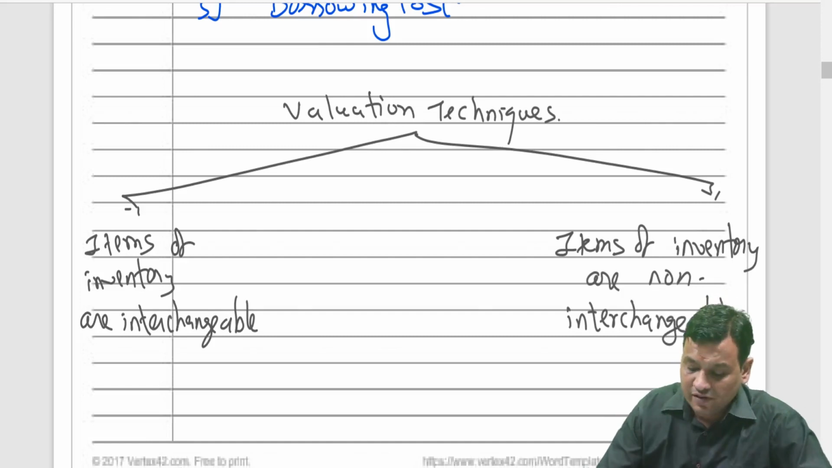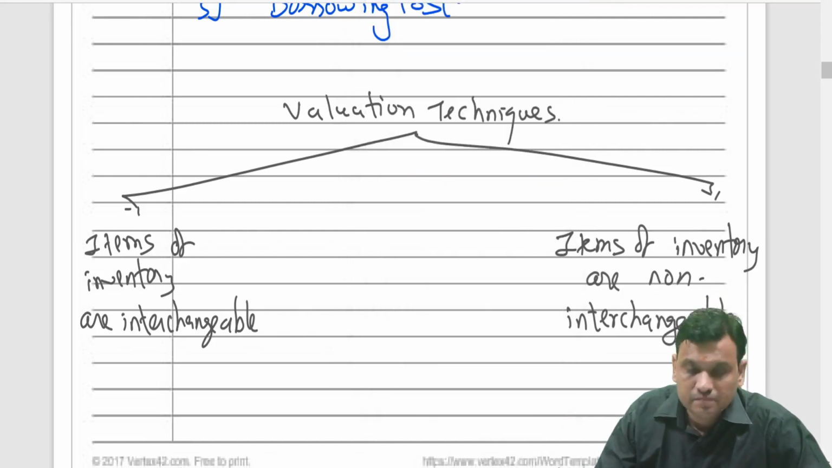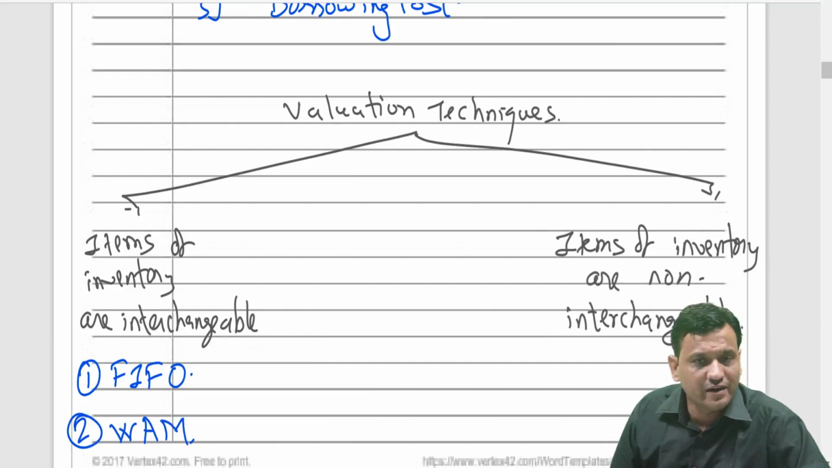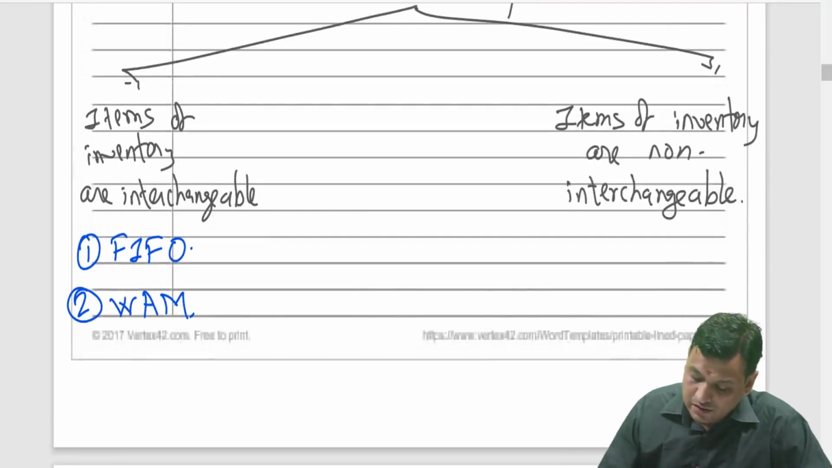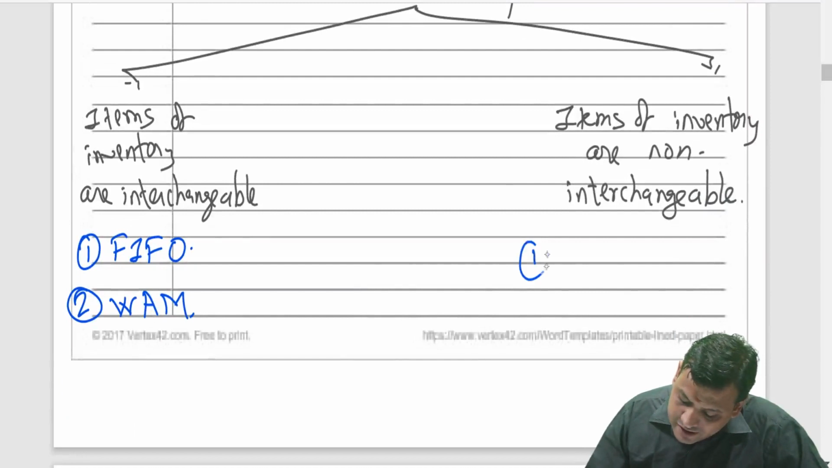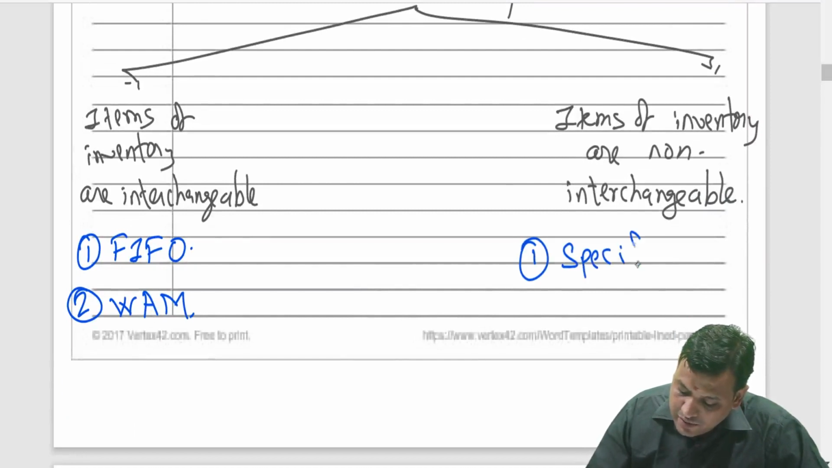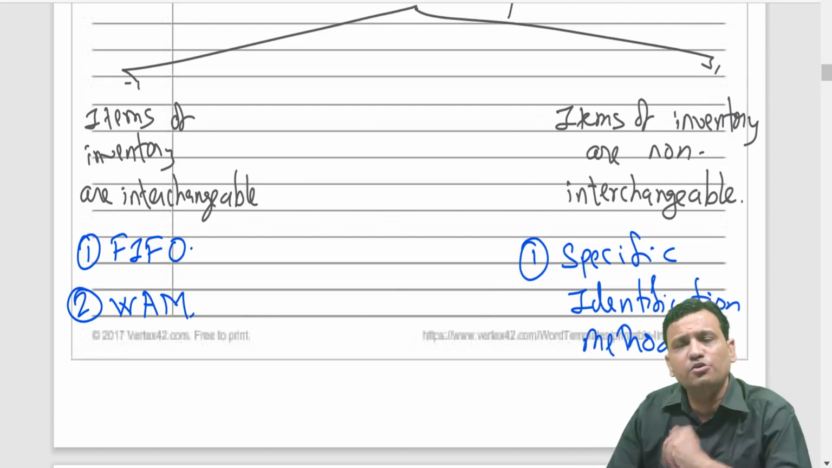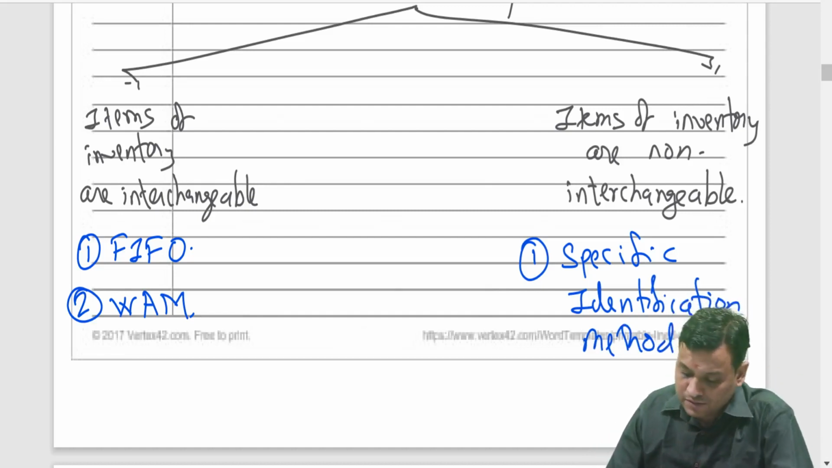Now, items of inventory may be interchangeable or non-interchangeable. If they are interchangeable, meaning they are identical in nature, then I can use the first in first out method or the weighted average method to find the value of my inventory. If they are non-interchangeable, then I can use only one method, which is the specific identification method. It means I'll be identifying each and every item of inventory on an individual basis for the purpose of valuation.